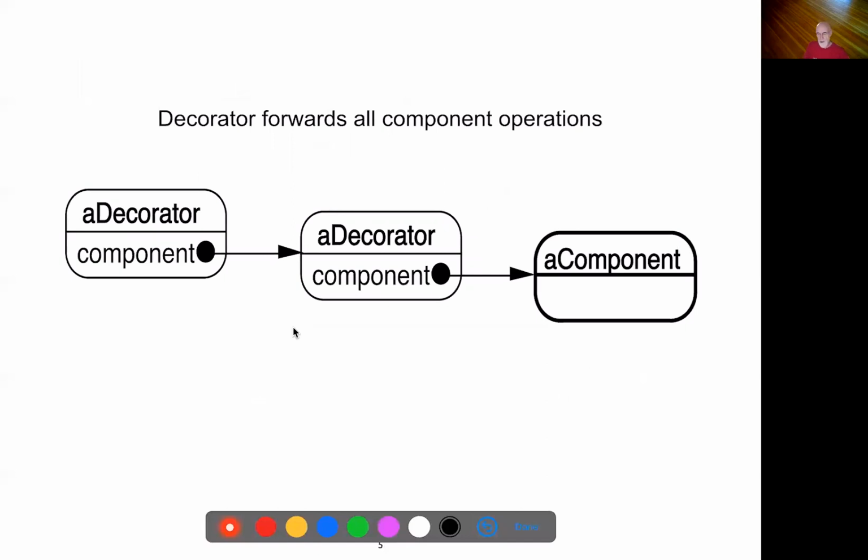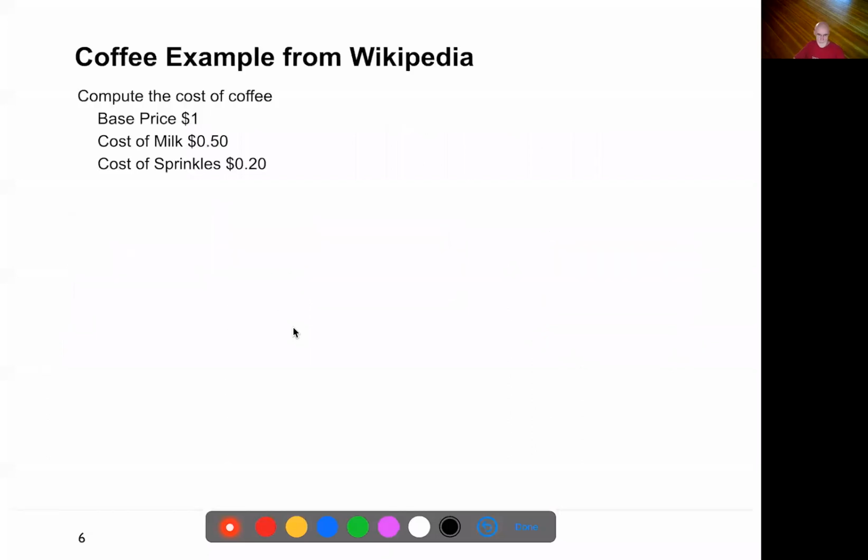So at runtime, here's our actual component or object. And here I've got two decorators around it. The client now interacts with the outermost decorator and calls a method on it. And that method will be sent through the decorators to the actual component.